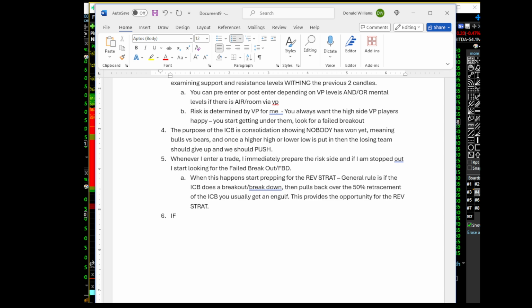Maybe this should be B. Yeah, I think this should be B. If the candle doesn't engulf, then you are set up for a great Rev Strat on the next candle.